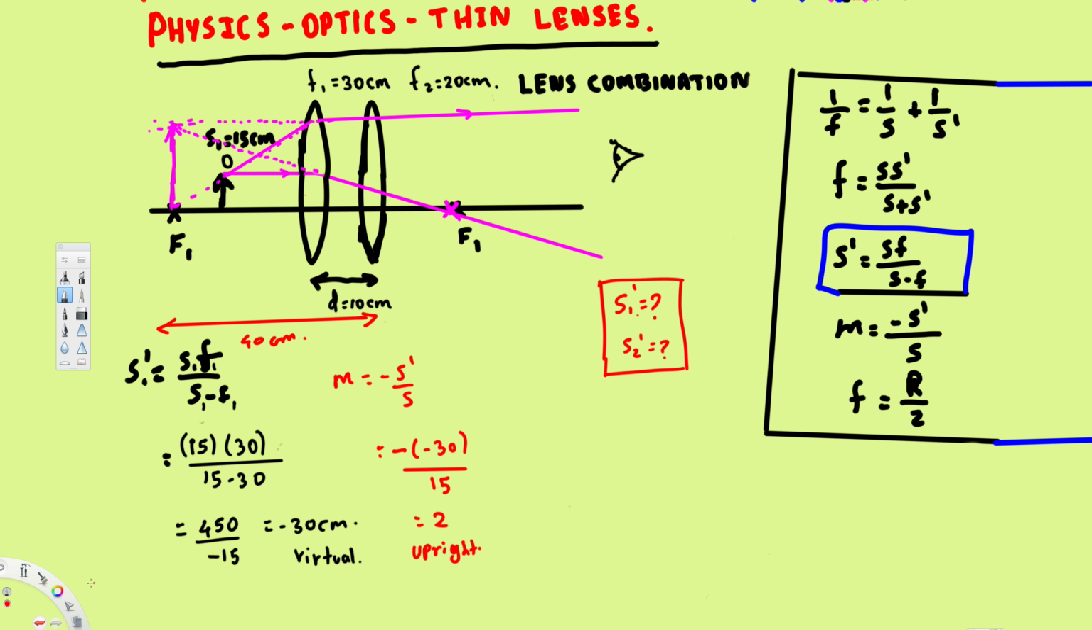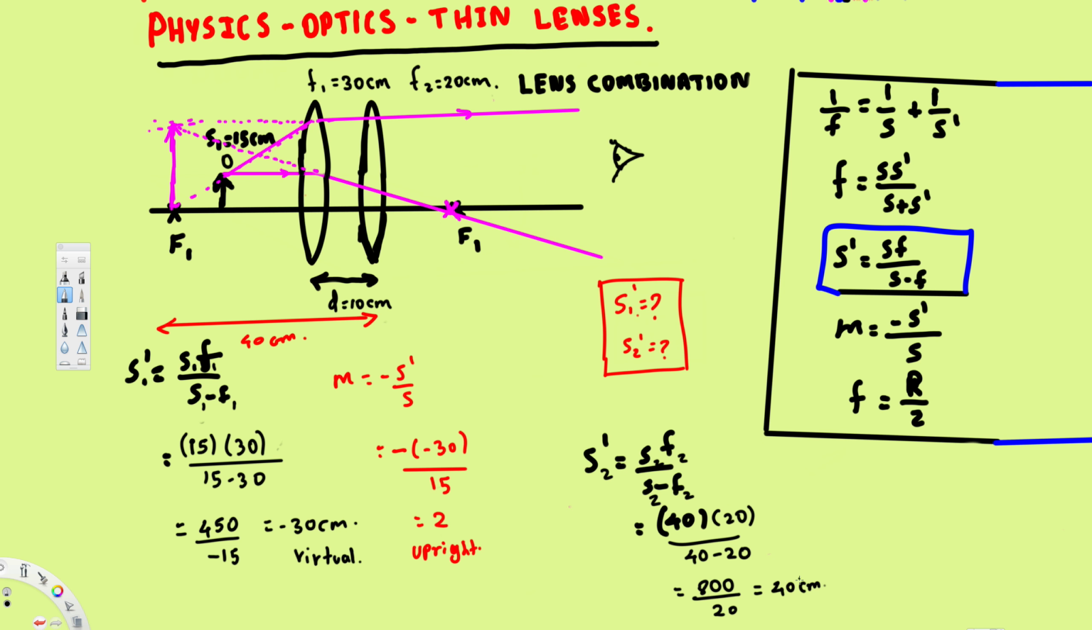Now let's go ahead and calculate the image distance for the second one. So for the second one, we are going to have S prime is equal to S times F over S minus F. And S is the object distance. We found out that is 40. This is plus 40 because it's in front of the lens. Then we are going to multiply by the focal length of the second lens, that is 20. Right? And in the denominator, we are going to have S minus F. That's going to be 40 minus 20. 40 times 20 is 800. Divided by 40 minus 20, that's going to give us 20. And that's going to give us 40 centimeter. So the second image distance is 40 centimeter.